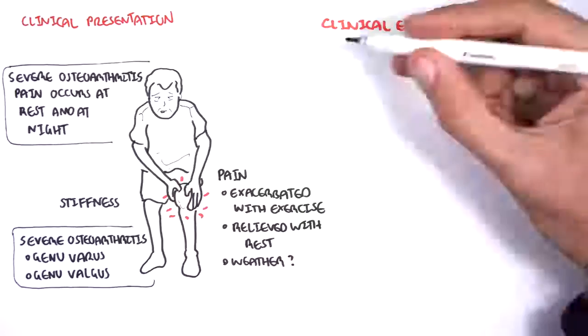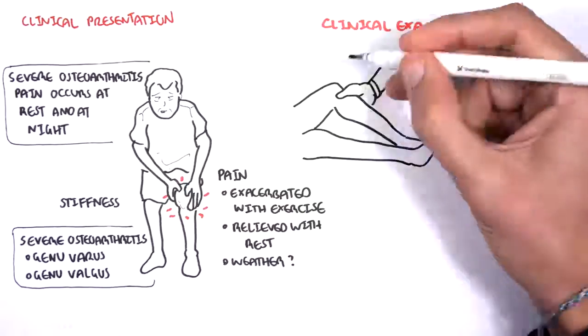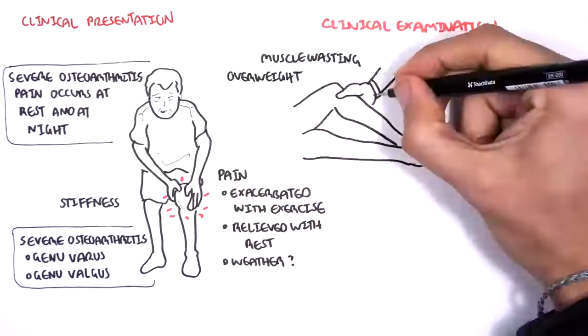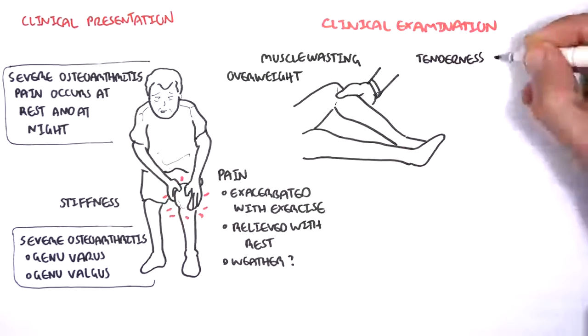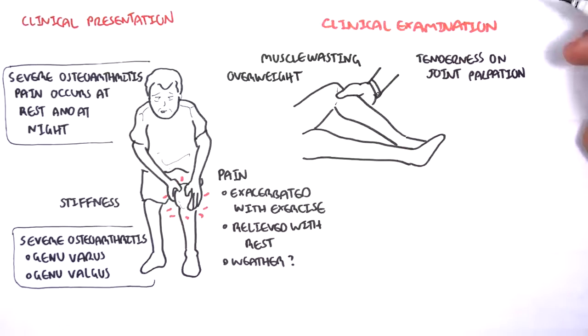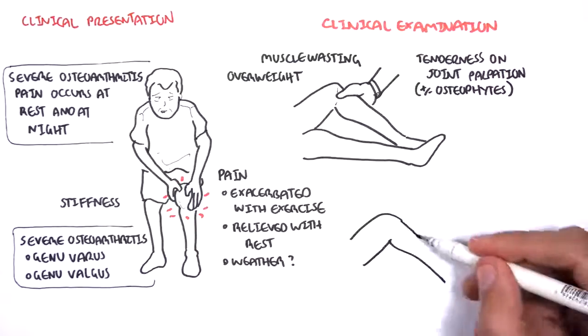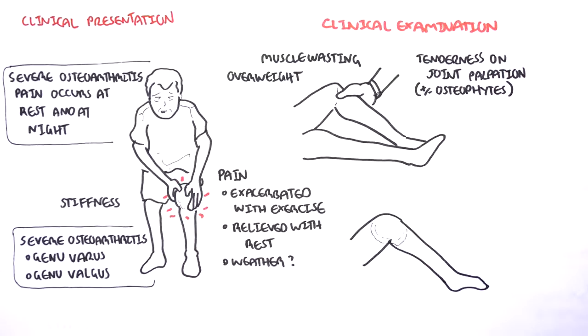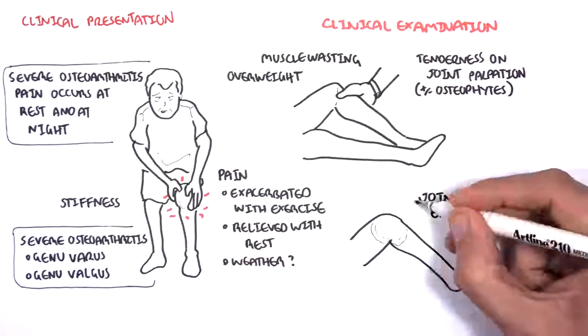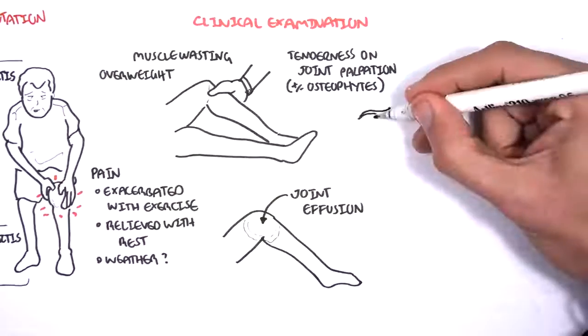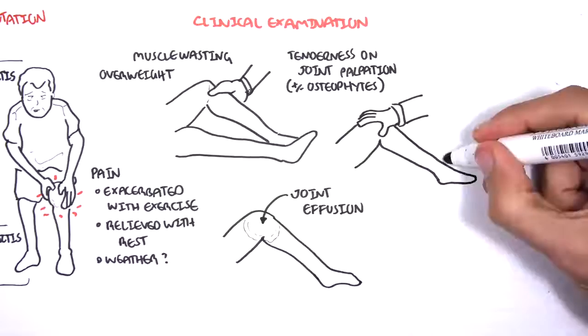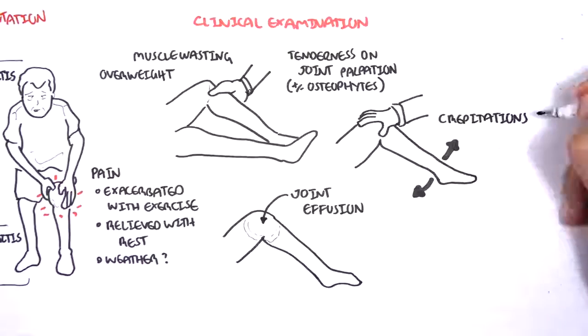On clinical examination, there can be muscle wasting. The patient may be overweight. In osteoarthritis, there is often tenderness on joint palpation, plus or minus osteophytes. There can be presence of joint effusion during acute exacerbations. Crepitations are common, and there's also reduced joint movement because of stiffness.